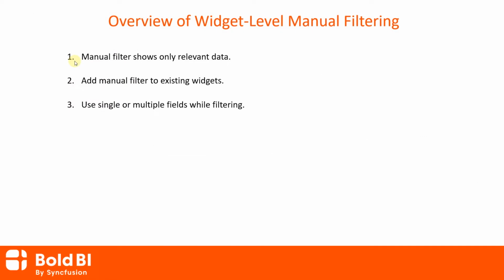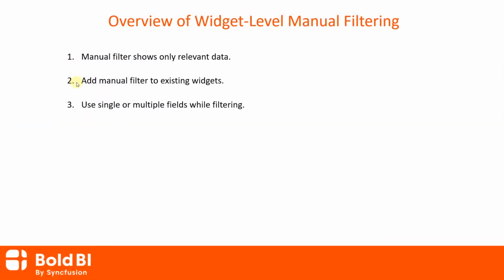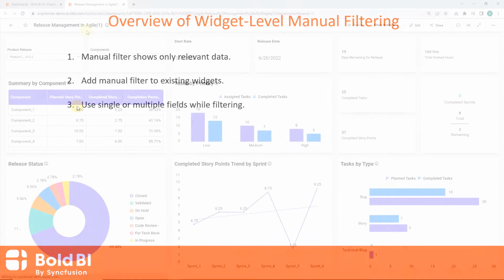In Widget Designer, you can create a manual filter that only shows the fields of relevant data. You can add the manual filter to the existing widget and visualize it based on your need. Next, you can filter the data bound to the widget using any of the fields present in the data source.